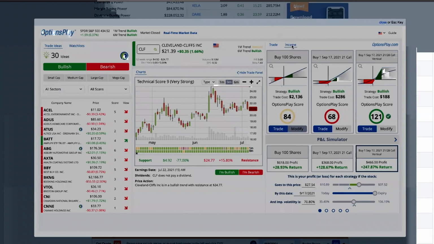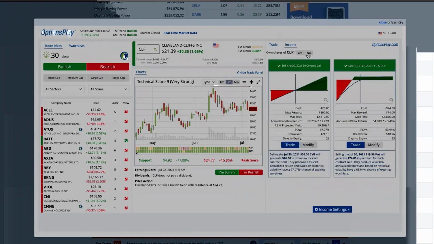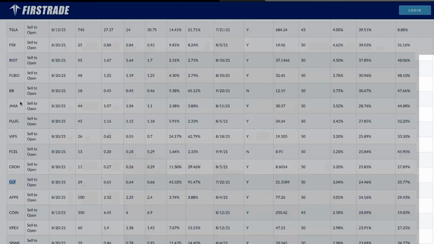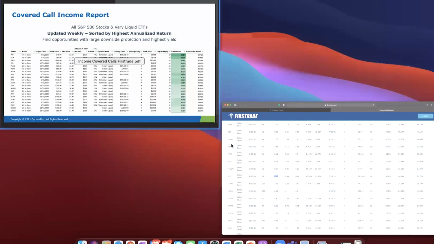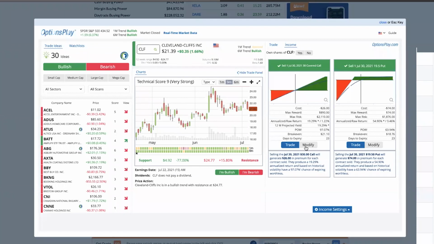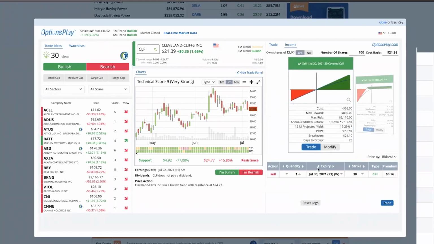The income tab is where you can find the covered call opportunities. You can use this covered call report, and you can see that for Cleveland Cliffs it says sell to open the August $29 strike price, which will collect in this particular case 65 cents in premium, or $65 for every 100 shares of Cleveland Cliffs. So let's look at that. We'll modify the covered call. We're going to change it to the August $29 strike. And as you can see, currently it collects about 56 cents in premium.